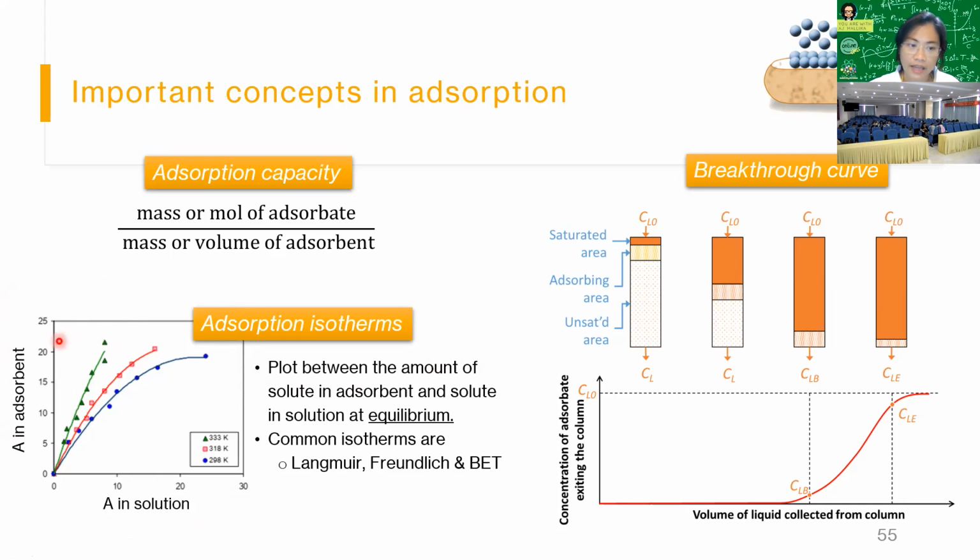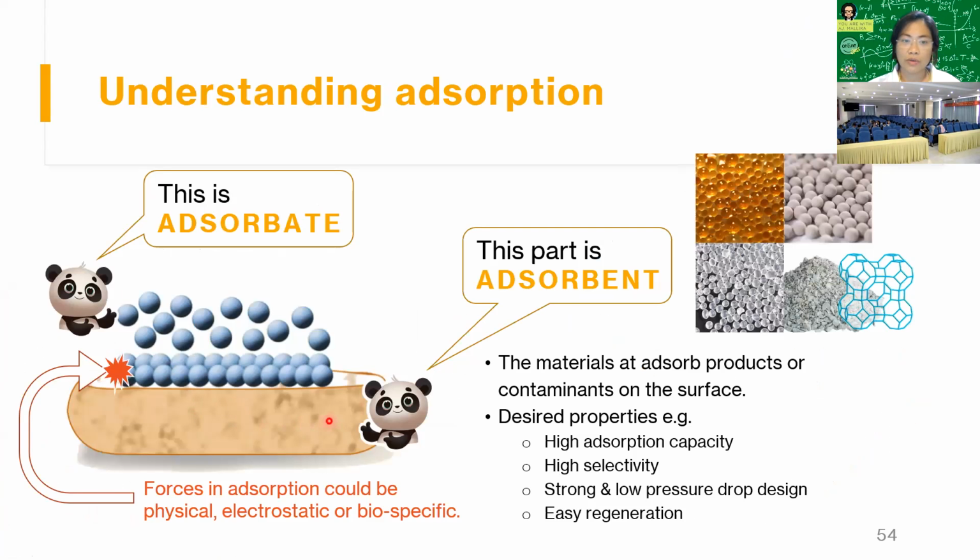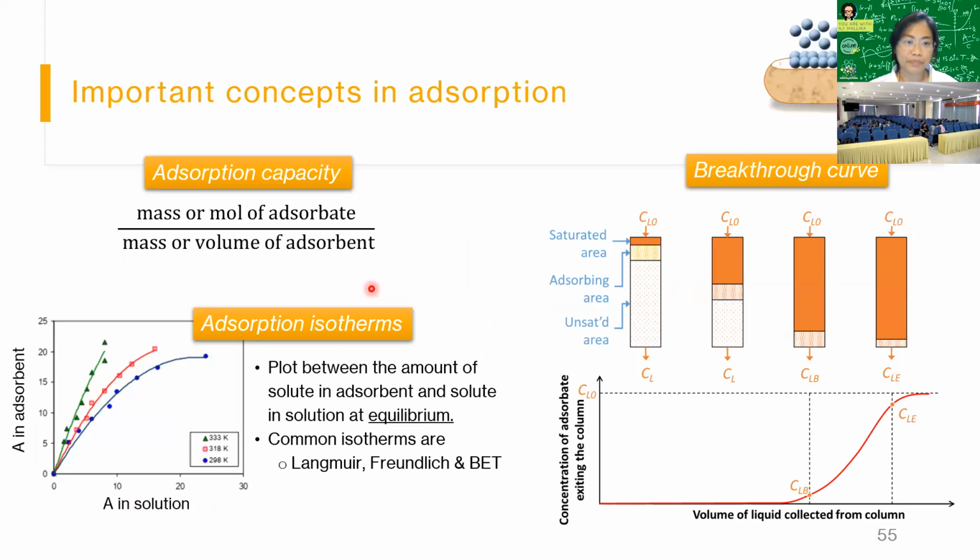It is actually the plot between A, the product that we want, something that we want to adsorb, in solution and A in adsorbent. Look back at this picture. We want to determine, at equilibrium, meaning at the end of the adsorption, how much is on the surface and how much is still in the liquid part. So it is the plot between those two at one temperature, at equilibrium.